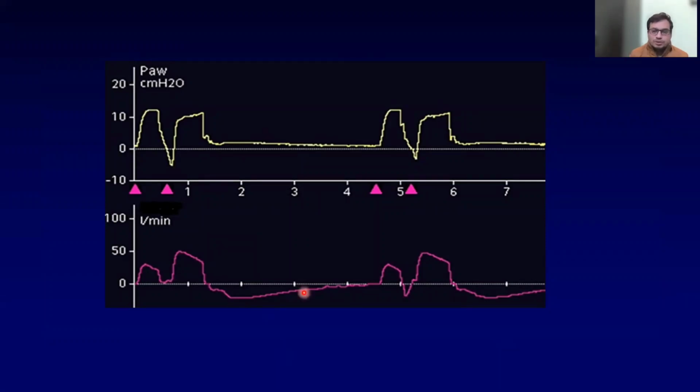Okay, so once you increase the pressure support, you increase the tidal volume, and you will be able to spend more time on TI. So that is one more way to do that.